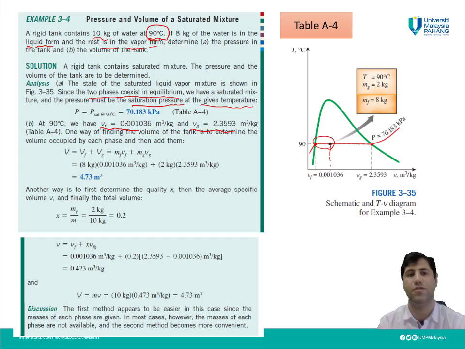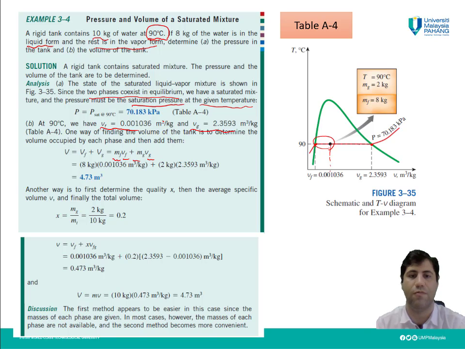We have two different methods to find the volume of the substance or mixture. First of all, one way of finding the volume of the tank is to determine the volume occupied by each phase and then add them. Like here, V is equal to Vf plus Vg, the volume of the liquid plus the volume of gas or vapor, where the volume of the fluid is the mass of the fluid times the specific volume of that fluid, plus mass of gas times specific volume of that gas.